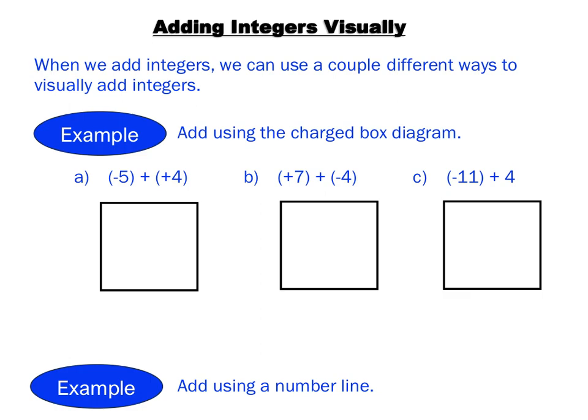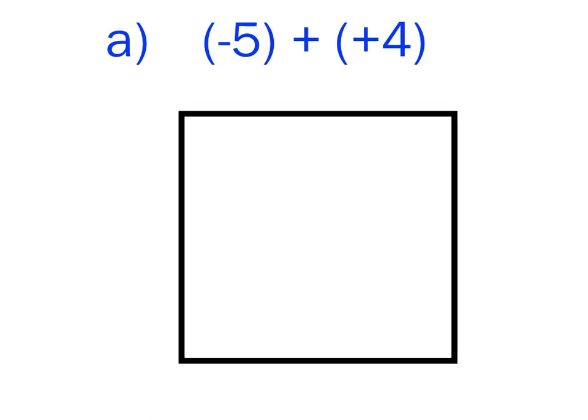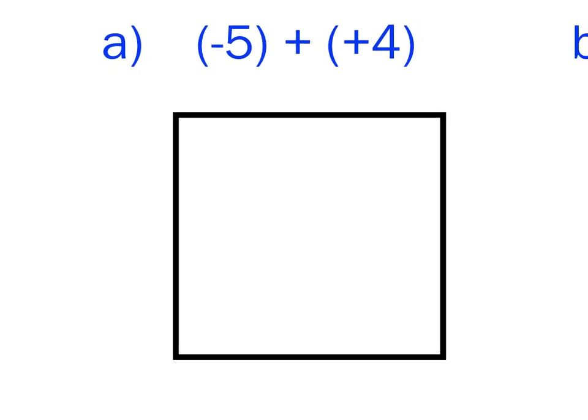First, we'll use a charge box diagram. So how would we add -5 plus +4? Well, it's really quite simple. Wherever we see -5, all we're going to do is draw in 5 negatives, like so. And where we see the +4, we're going to add 4 positives.